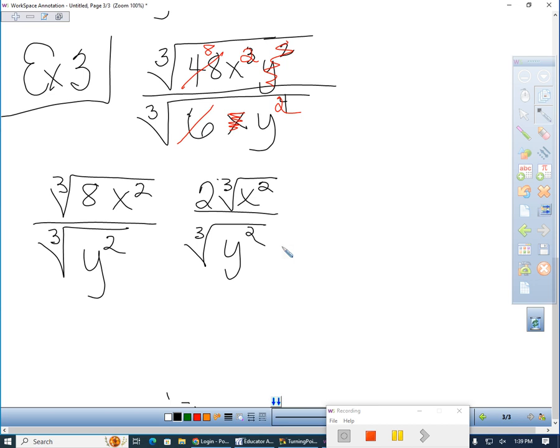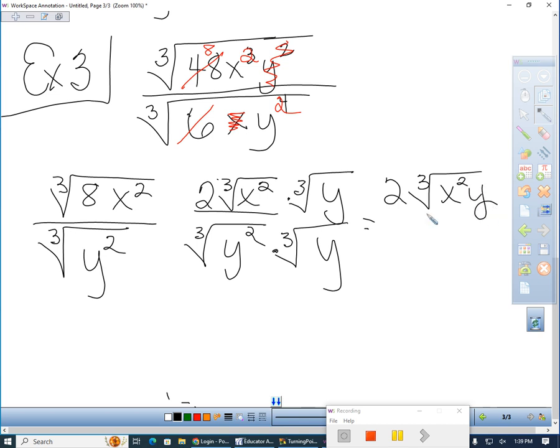Now we want to rationalize. So I have to multiply by the cube root of what? Just y. Why only one y, Preston? Good. Excellent. All right, so on top, I'm going to multiply my outsides, I have 2. Multiply my insides, I have x squared y. On the bottom, what do I have? Just a y. It was on the outside, see? I multiplied my outsides, multiplied my insides. Same thing we did the other day.